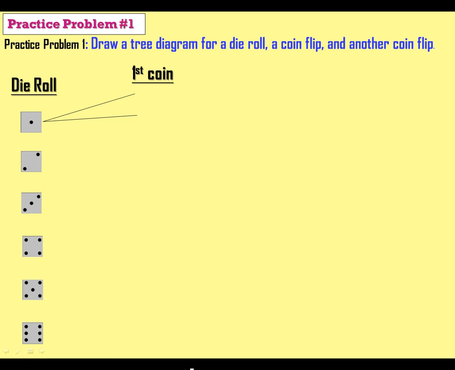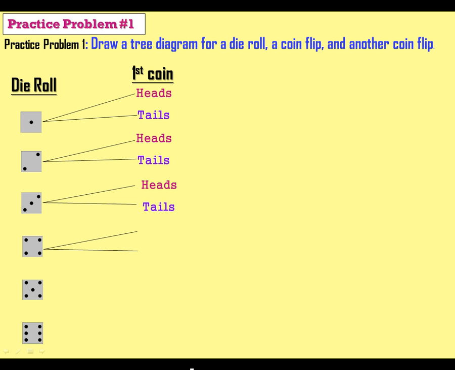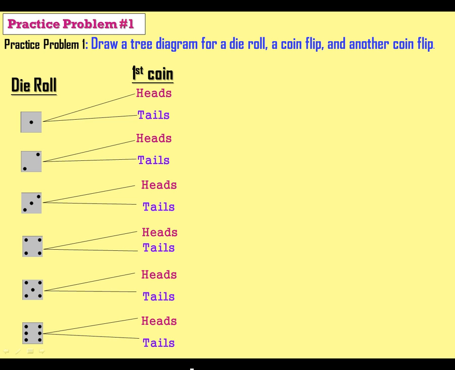So you flip it and you have heads or tails. You can get a 2 or heads or tails. You can get a 3 or heads and tails. You can get a 4 heads or tails. 5 heads or 5 tails, or 6 heads or tails. That's how that goes. All right, so there's your coin flip.